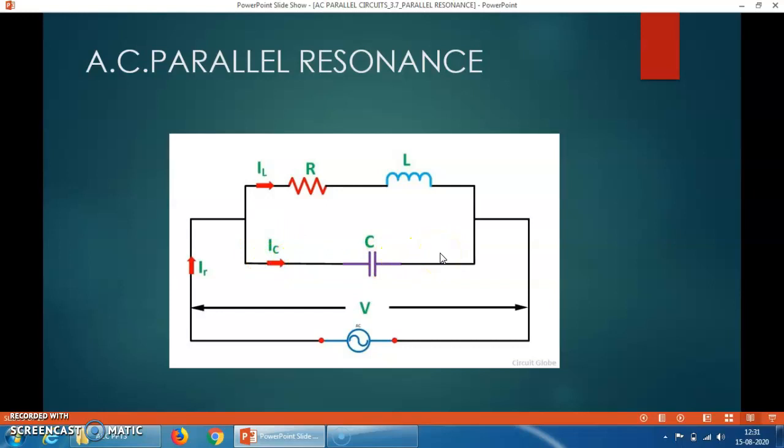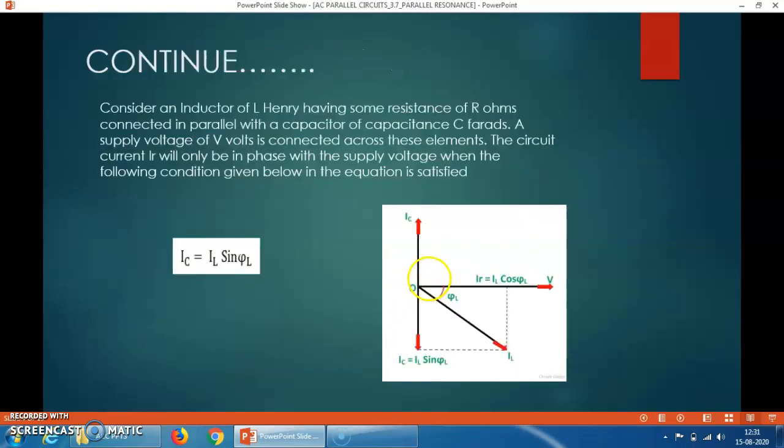Now we draw the phasor diagram. In an AC circuit, the voltage always remains the same. So the voltage across the first branch, the coil, and the voltage across the capacitive branch are the same as the supplied voltage. So take V as a reference vector on the x-axis. Now draw IL and IC.